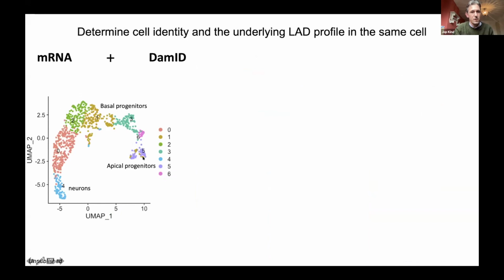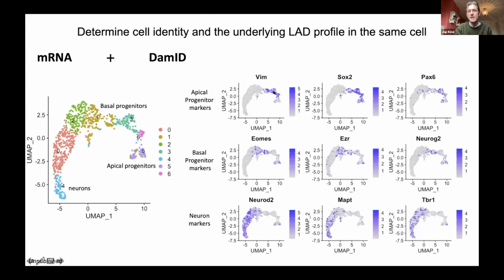We have 7 over here. And then based on the well-known markers, as I said, this is a very well-known system, we can determine what these cells are. So the apical progenitors are known to express these markers. They're expressed over here in this tile. So we know this tile represents apical stem cells. Same here for the basal progenitors. They express these markers. So we know these are progenitors and these are the neurons.